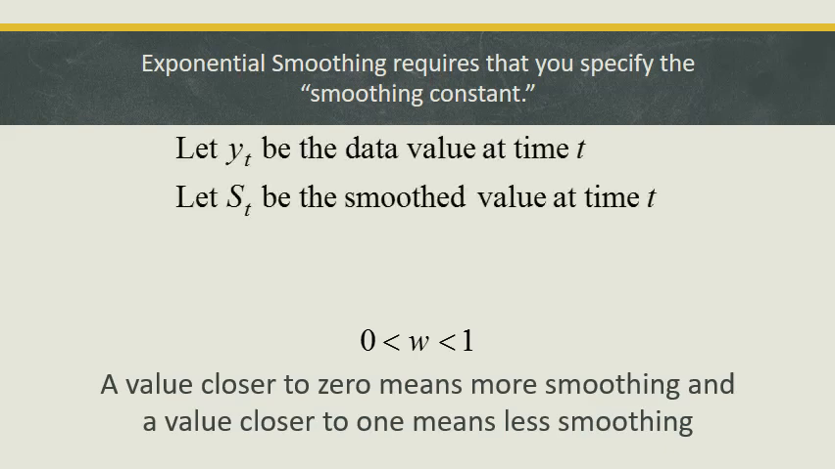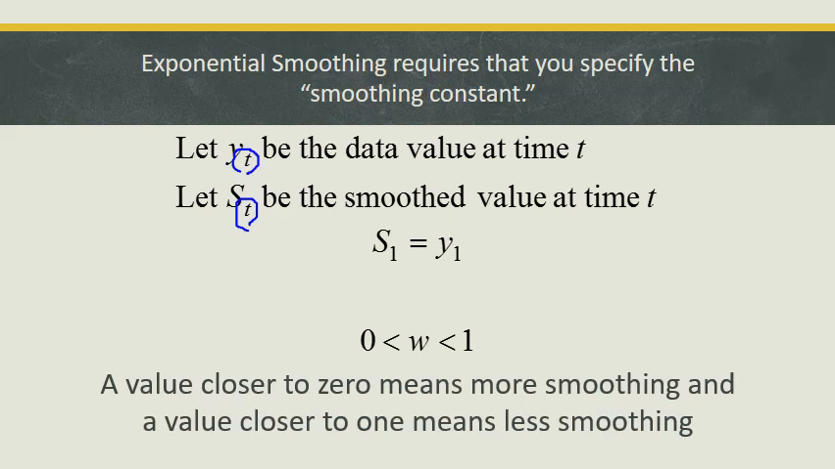Next, we use Y to denote the time series data and capital S to denote the smooth value. And each of them has a little number in the corner to represent the time period. So Y1 would be the data point for time period 1, and S3 would be the smooth value for time period 3. And here is the formula for exponential smoothing.